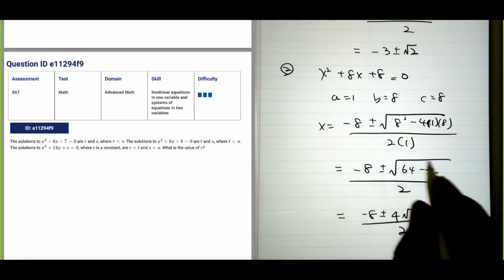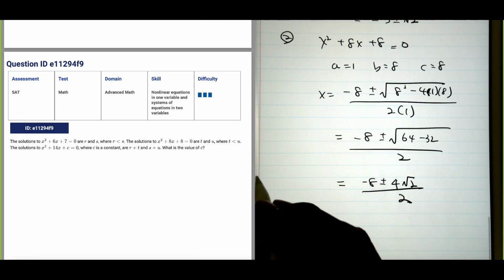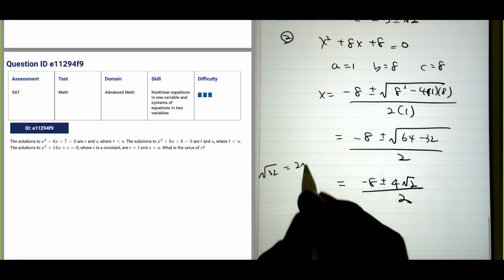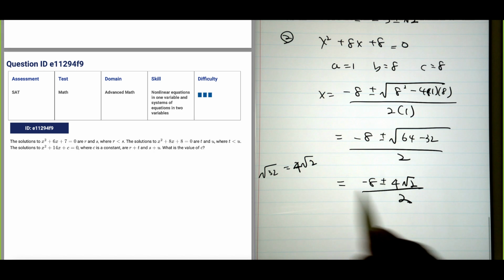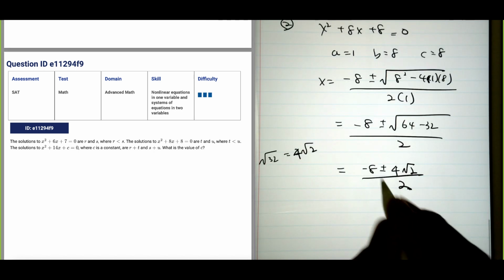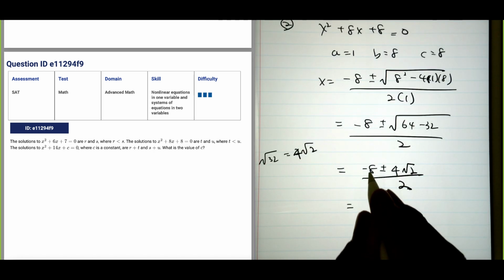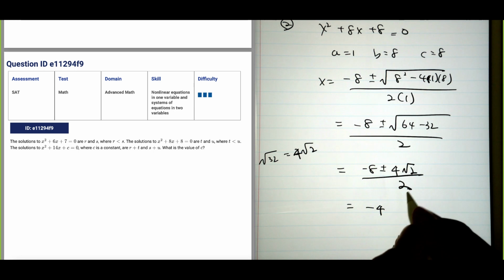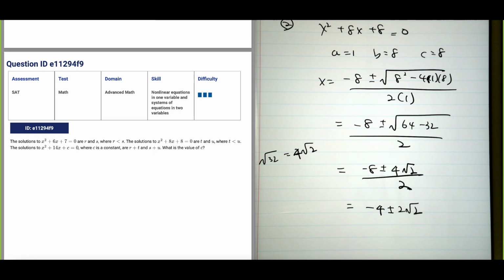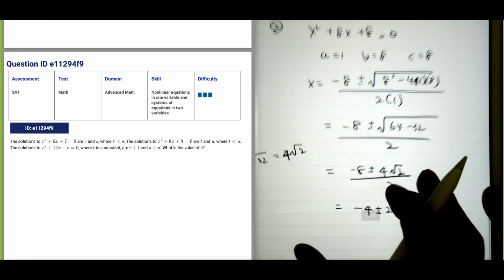If you need more practice on radicals, make sure you learn how to simplify. Actually, this is 4 radical 2. Okay, I can also split this. Negative 8 over 2 is negative 4 because 2 is a common denominator, and 4 over 2 is just 2. So plus or minus 2 radical 2. So we got these.